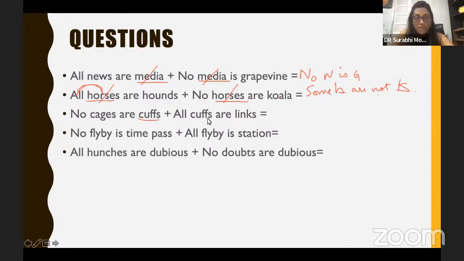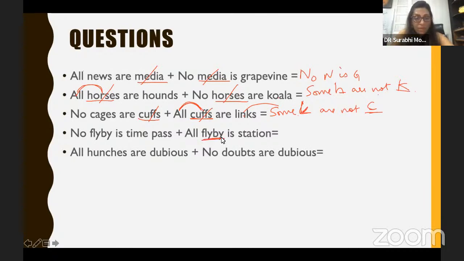Then cuffs is the middle term. It's written with all. So we will not get a no answer. We will get a some-not answer. Some dash are not dash. The affirmative term will come here. Some links are not cages. I can see that you have got this answer also correct, Trisha and others.